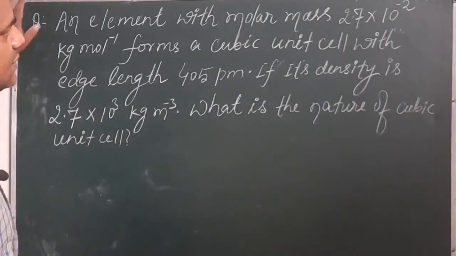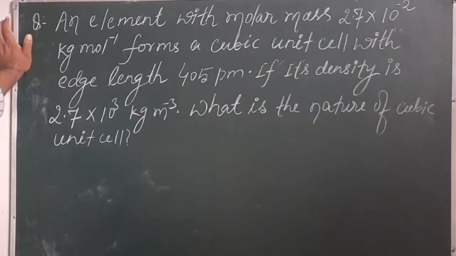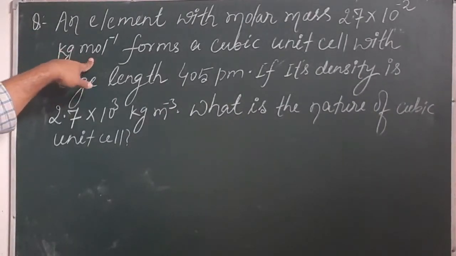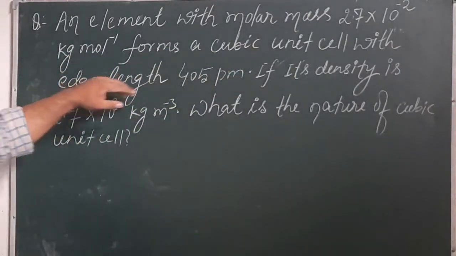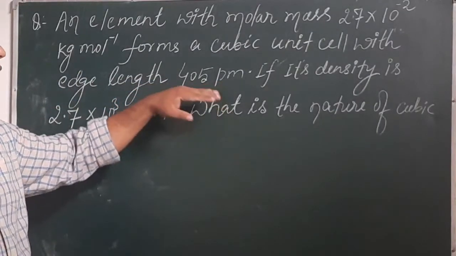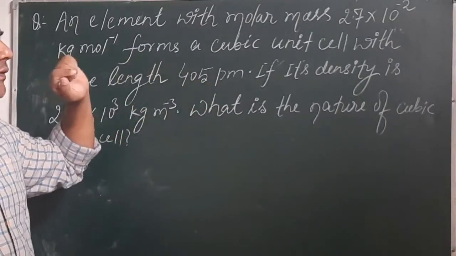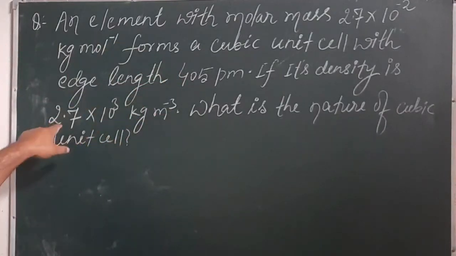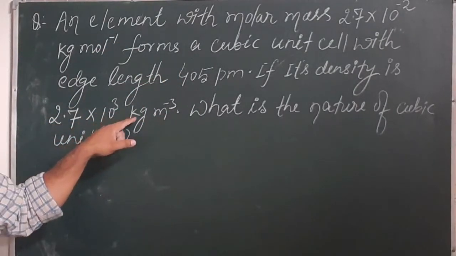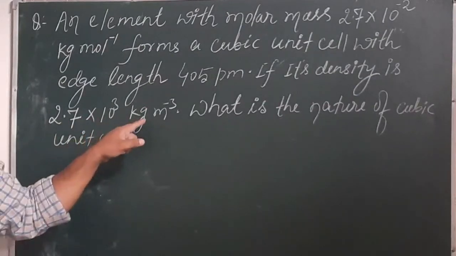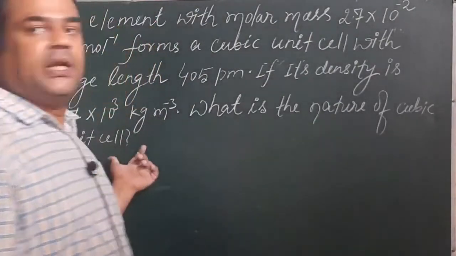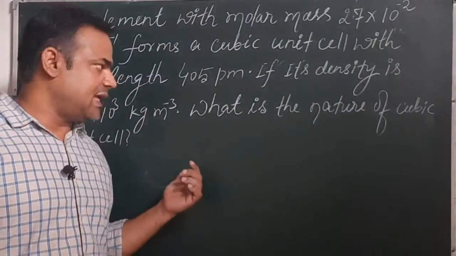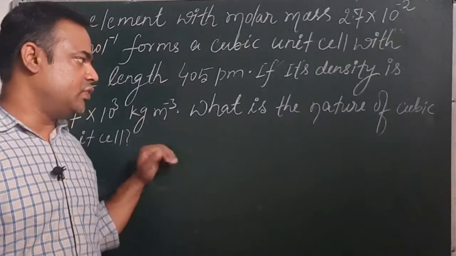So the next question is, an element with molar mass 2.7 into 10 to the power minus 2 kilogram per mole. Here molar mass is expressed in kilogram. It forms a cubic unit cell with edge length 405 picometer. A value is given, that is 405 picometer. If its density is 2.7 into 10 to the power 3 kg per meter cube, now density is given in kilogram per meter cube. What is the nature of the cubic unit cell? Nature means whether this is SCC, BCC or FCC, that we have to determine.